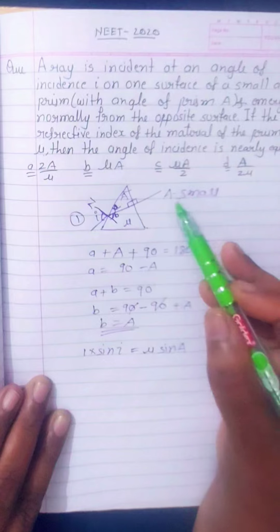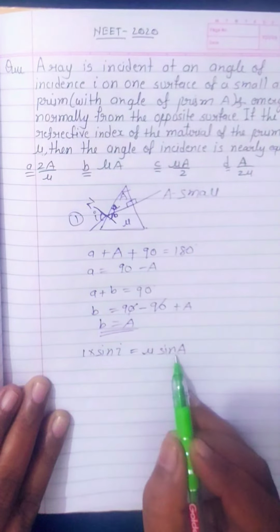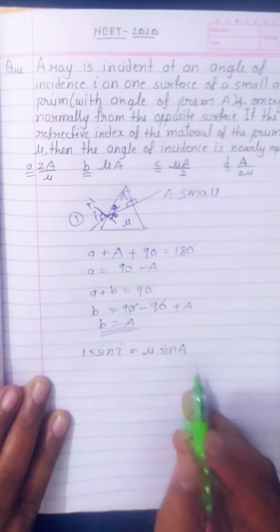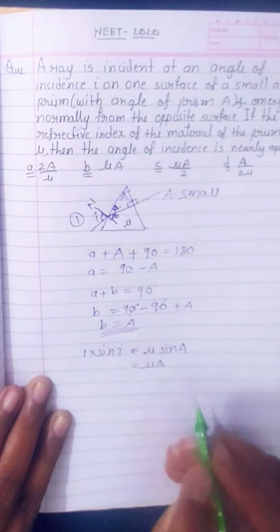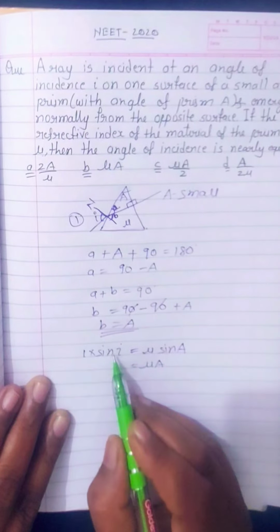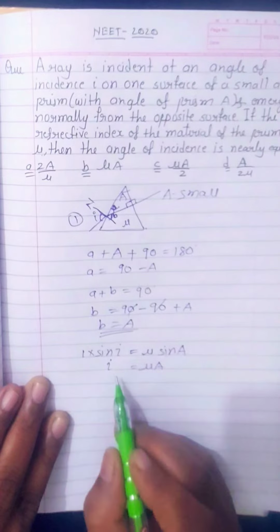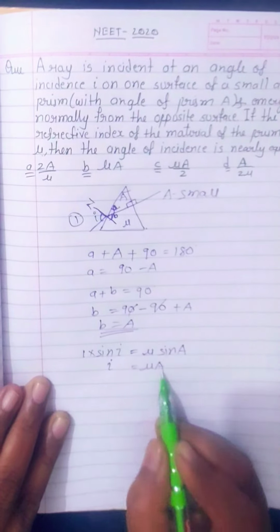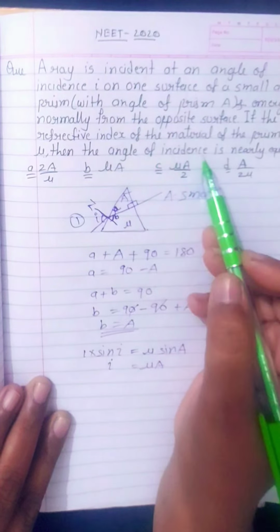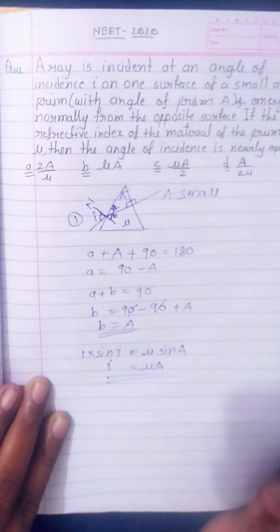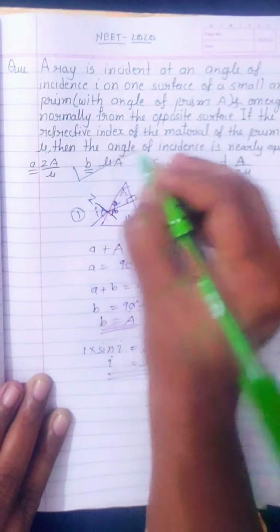Okay, now if angle is very small then sine A is nearly equal to angle A, so we can easily write mu A. If this angle is very small तो ये angle भी क्या होगा? Very small ही होगा ना. So we can write I. So I is equal to mu A, जो हमें find करना था, angle of incidence. Okay, it is mu multiplied by A. So option B is the correct answer.